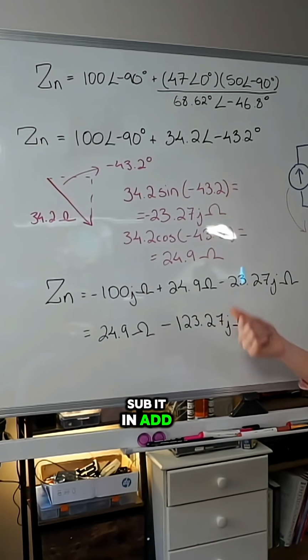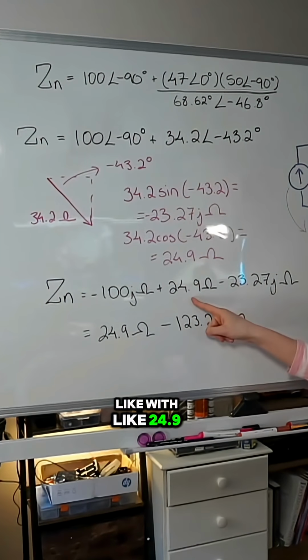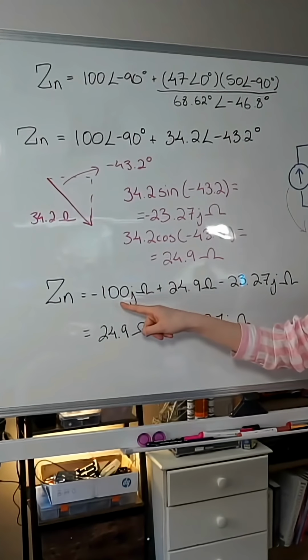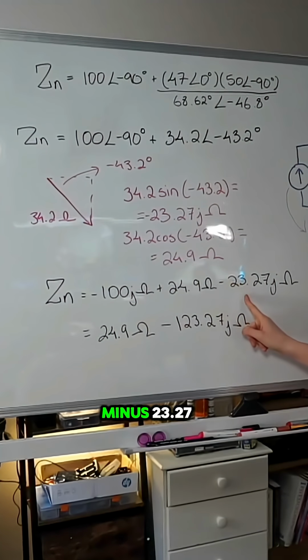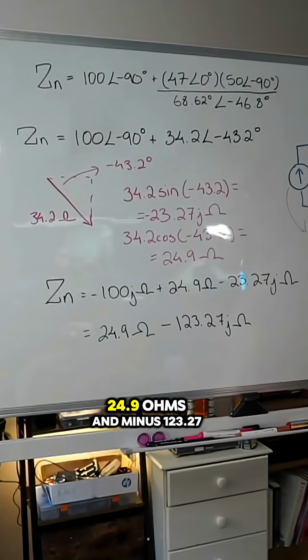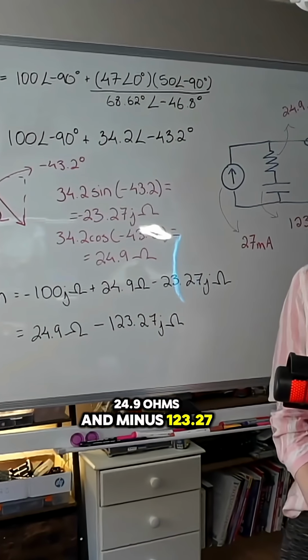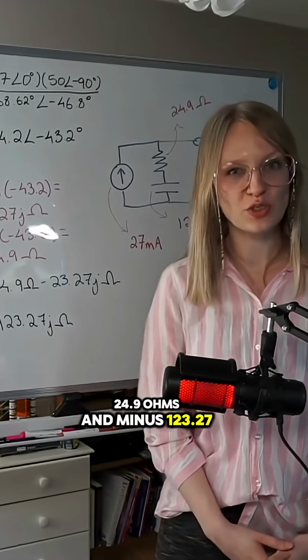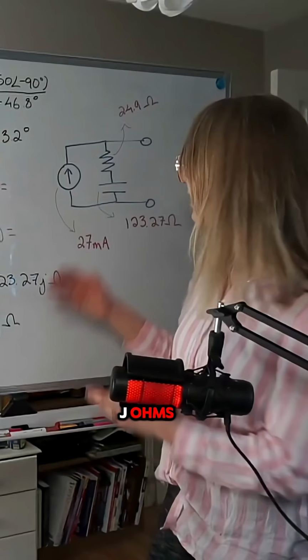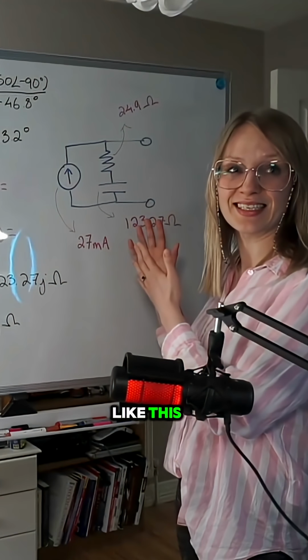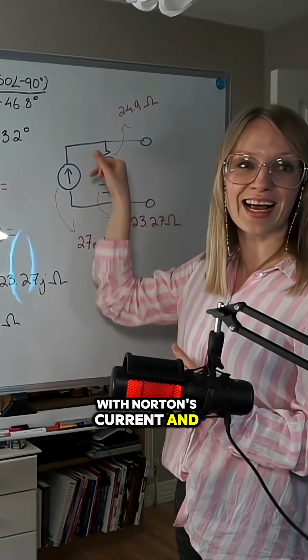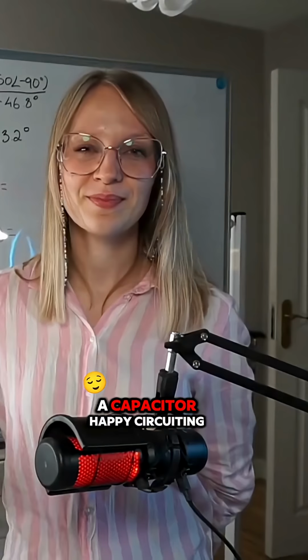Sub it in, add and subtract like with like. 24.9 ohms remains the same, minus 100j, and minus 23.27. Our Norton impedance becomes 24.9 ohms and minus 123.27j. We can redraw the circuit like this, where Norton's current and the impedance as a resistor and a capacitor. Happy circuiting.